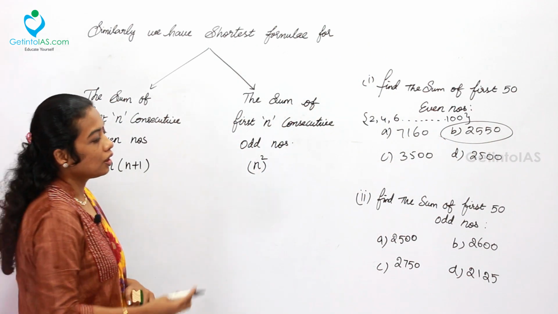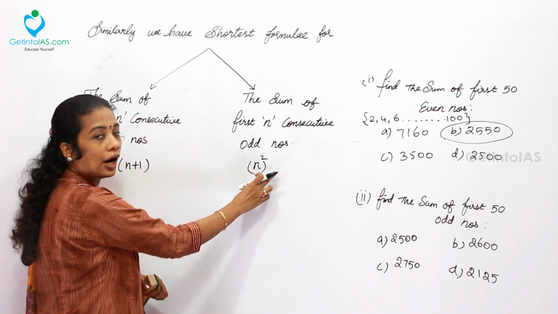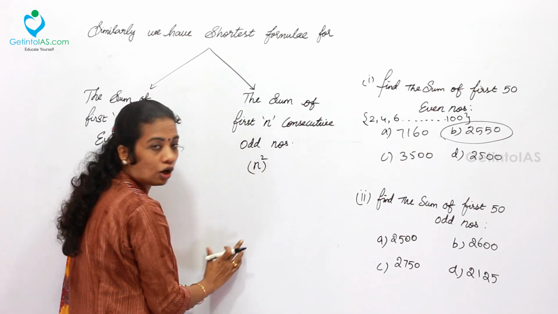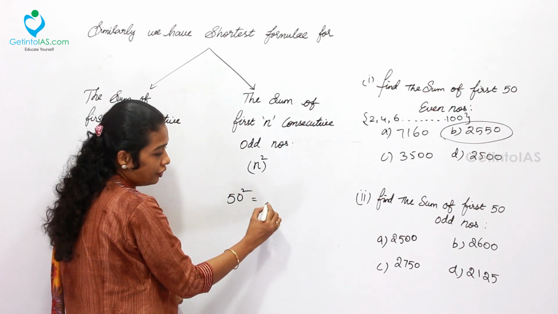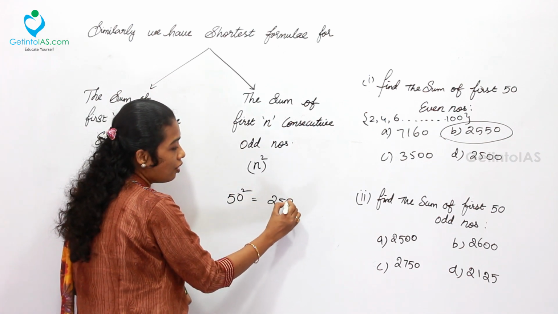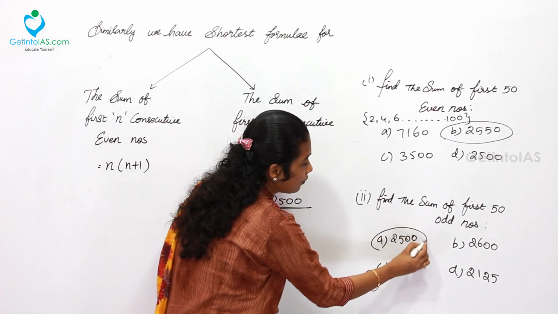Then the next one is find the sum of first 50 odd numbers. So here we use n square. So for 50 odd numbers, simply 50 square is the answer. What is 50 square? 2500, which is given in option A.